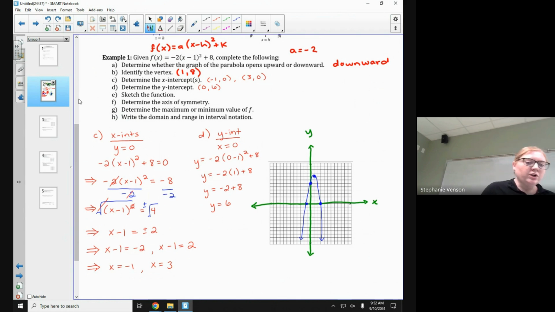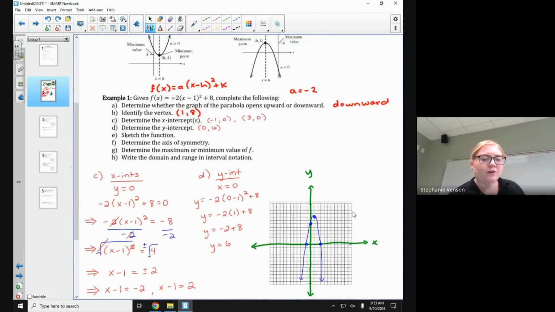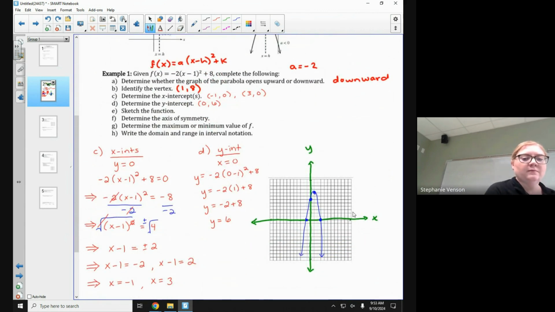Okay, so now we're on F. It says determine the axis of symmetry. So we remember that that's that invisible folding line. But if we go up here, it's always going to be x equals the x value of the vertex. So what is mine? x equals 1. Good. You do have to have the x equals part because it is a line, so you need the equation aspect of it, but it is just x equals 1. Now, based on the fact that our parabola is facing downward, do we have a maximum value or a minimum value?